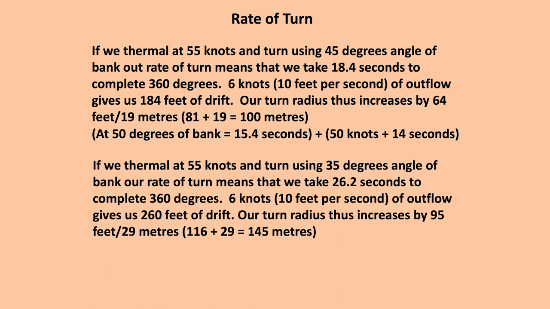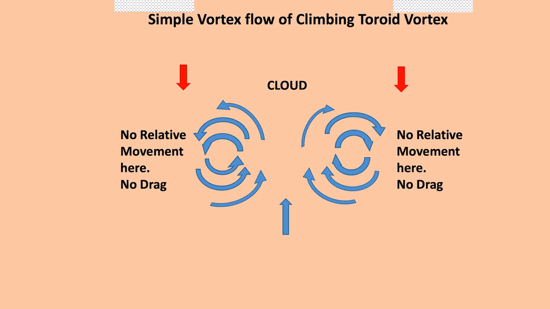If we thermal at 55 knots and turn using 35 degrees angle of bank, our rate of turn means that we take 26.2 seconds to complete 360 degrees. Again, 6 knots, 10 feet per second of outflow, gives us 260 feet of drift. Our turn radius thus increases by 95 feet or 29 meters to a staggering 145 meters. Strong thermals turn tight.